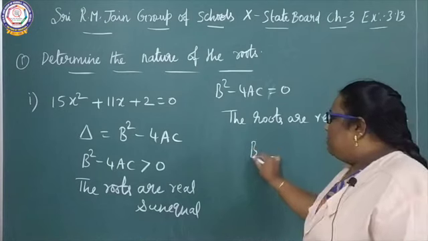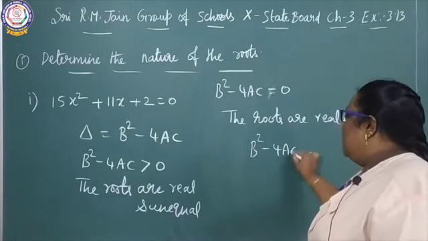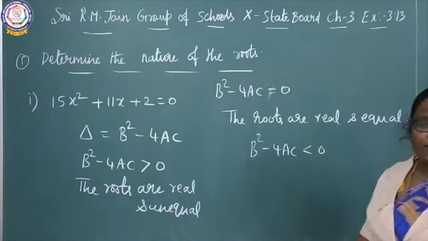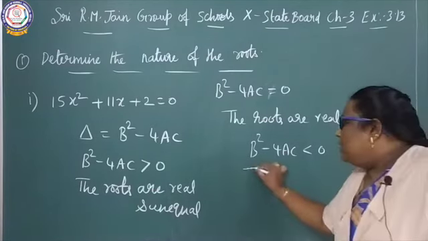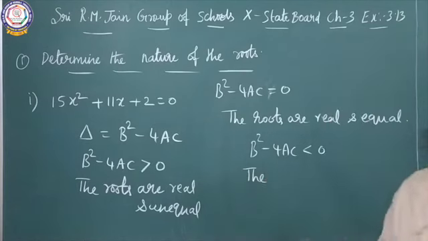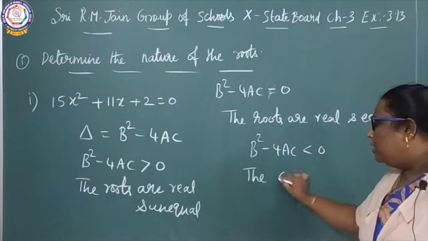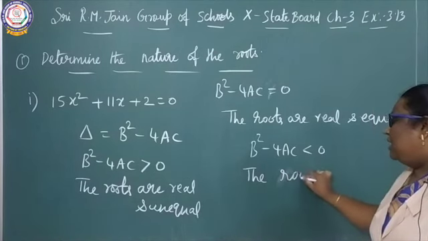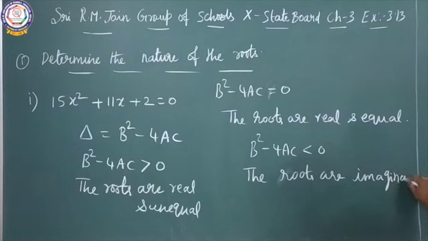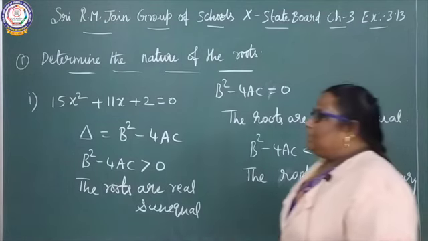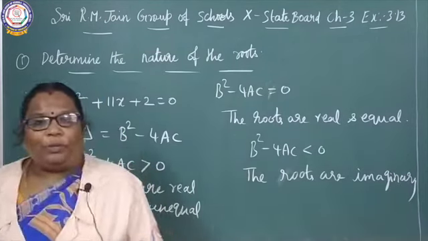Next, if b square minus 4ac is less than 0, that is a negative value, there is no real root, or the roots are imaginary. The roots are imaginary. So, in the sum, we can take the a value, b value and c value.